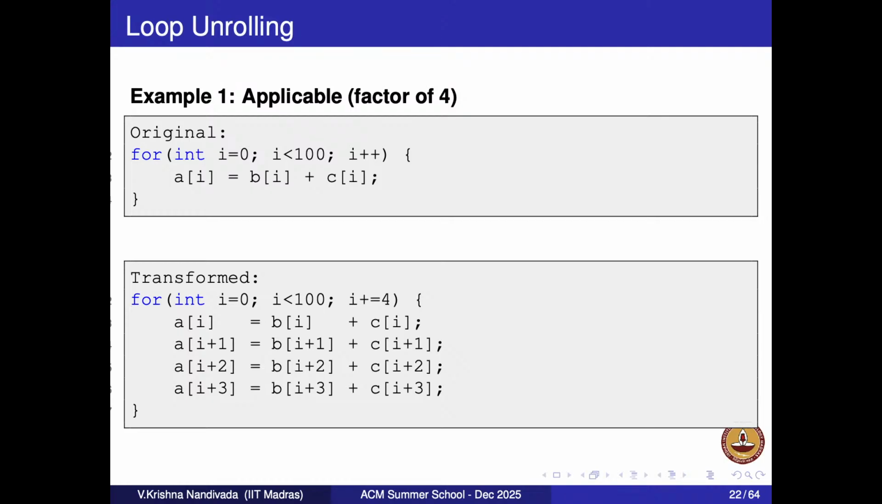How many branches are here? How many times will I branch back? 100 times. Correct? And last time I'll go out. So total 101 branches. Here how many branches? 25 plus 1. You'd say, if you remember from your instruction scheduling class, lesser the branches, better pipelining. Here I have removed the branches so faster. I'm executing fewer instructions, right?